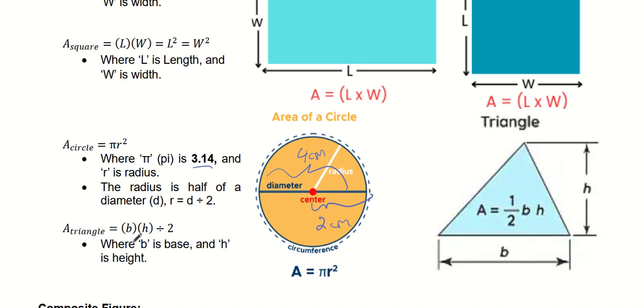Now the area for a triangle. It is the base times height. And the height, in this case, is parallel down from here to here. So that's the height.